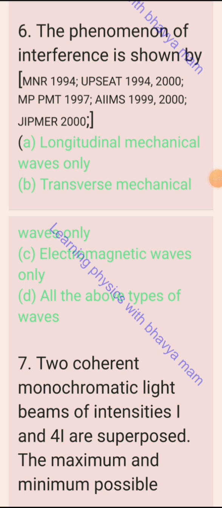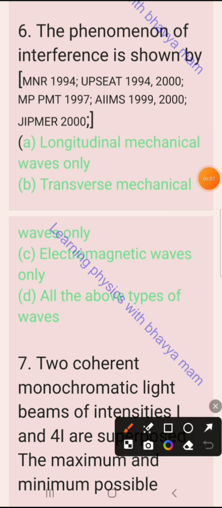The next question, sixth one. The phenomenon of interference is shown by. This is one of the important questions. This has been asked many times, and you can expect this type of question as an MCQ in the board paper. The options are: longitudinal mechanical waves only, transverse mechanical waves only, electromagnetic waves only, all of the above types of waves. Interference is a phenomenon which can be shown by mechanical waves as well as electromagnetic waves.